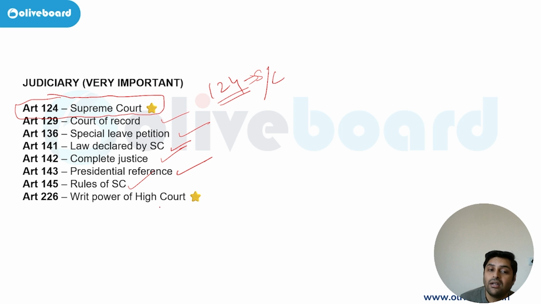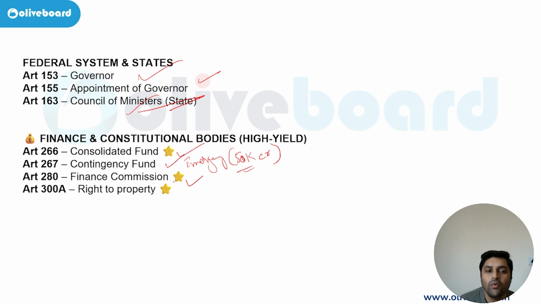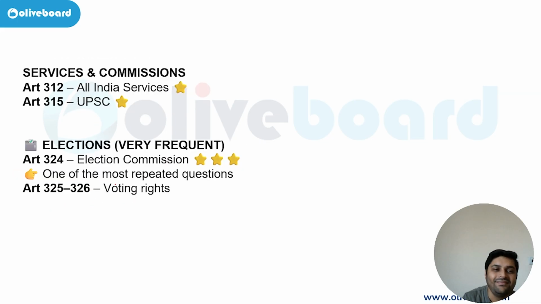Writ power of High Court 226. This goes with Article 32. So whatever we have in Article 32 is in accordance with Article 226. Then we have 153 Governor, appointment of Governor 155, Council of Ministers of State 163. 266 Consolidated Fund of India, Contingency Fund of India in case of emergency. How much is it? 50k crore almost. Finance Commission 280, super important. Article 300A, right to property.